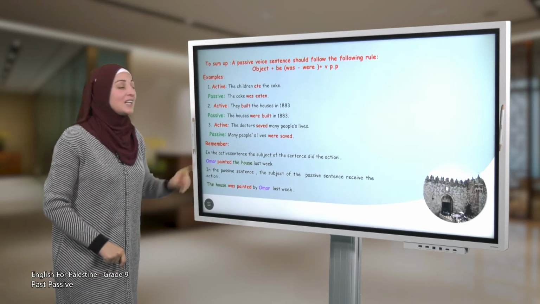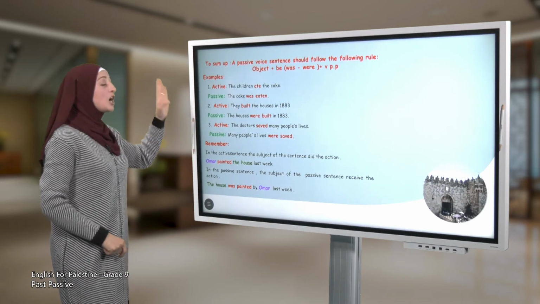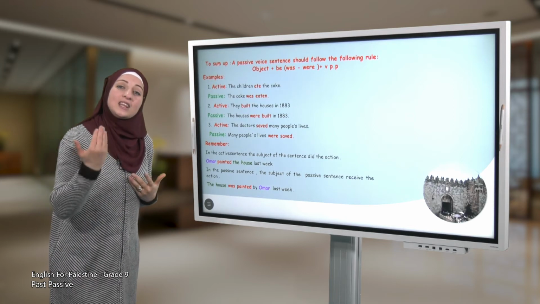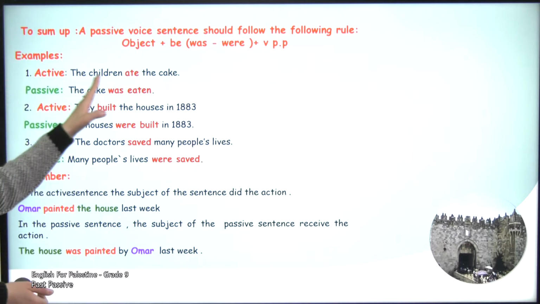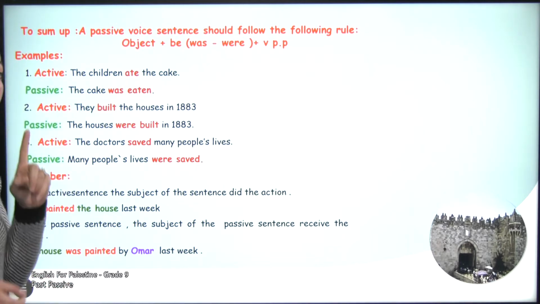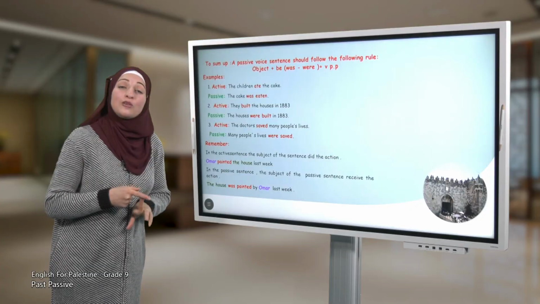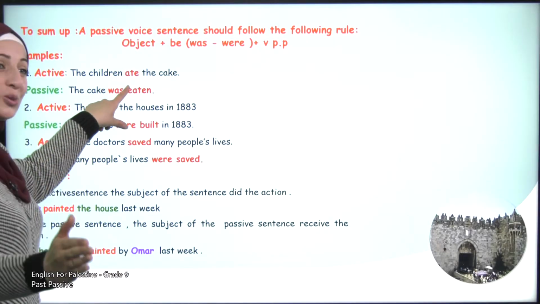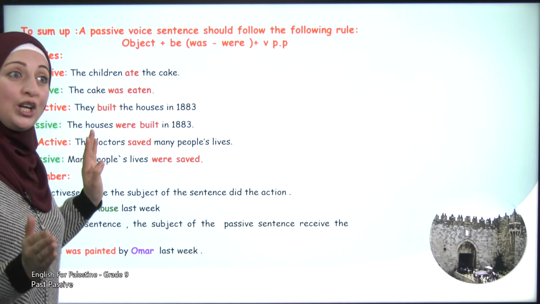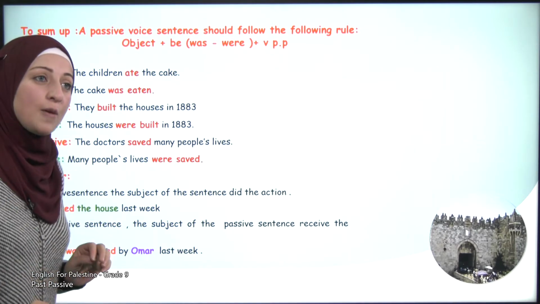So let's start. Example number 1. I will start with the active sentence, then we will change it to the passive. Example number 1. The children ate the cake. I will start by identifying the subject, the verb, and the object. The subject here is the children. Ate is the verb. The cake is the object.